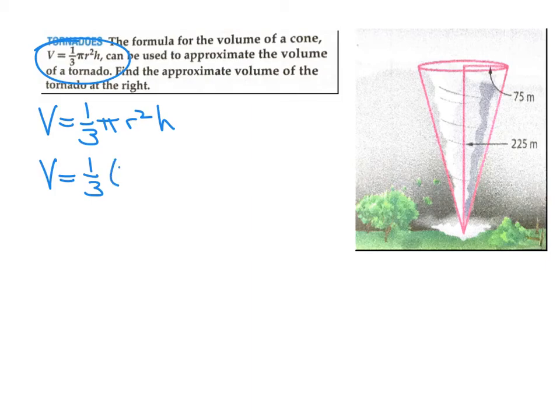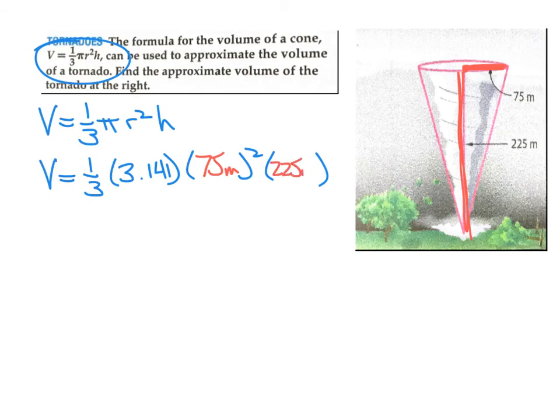We know that pi is 3.14. The radius is going to get squared, and that'll be multiplied by the height. When we move over to the picture, the radius is the distance from the center to the edge of the base. In this case, that would be 75 meters. And the height of the cone is given right here as 225 meters.